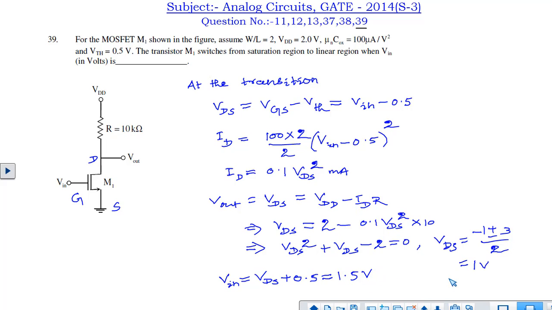This concludes the analysis of all the questions that appeared in the GATE 2014 set 3 paper. If any question or questions are missing, please let me know so that those questions can also be added in this part.